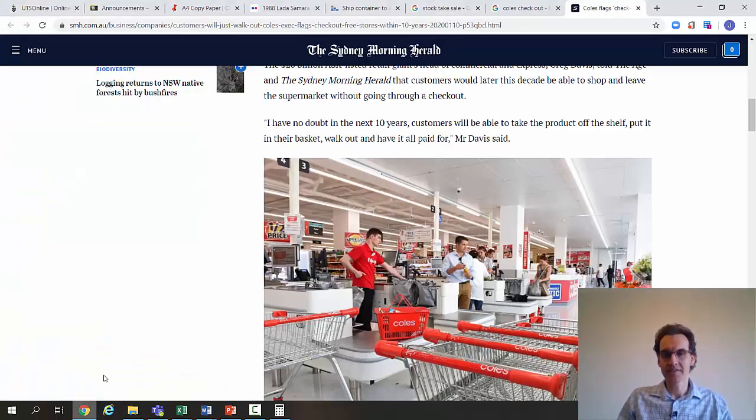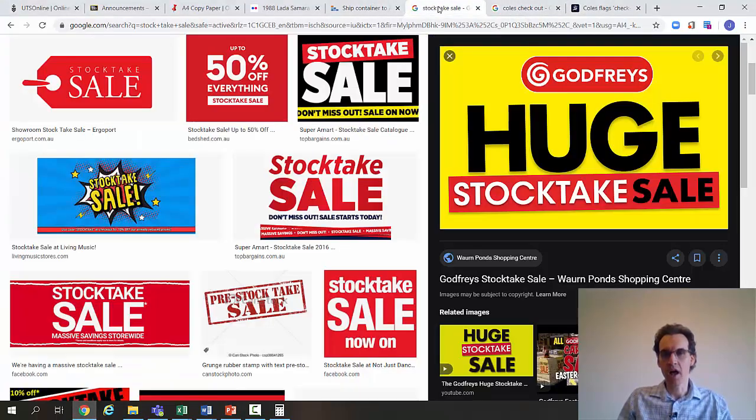So you'll see in some ads for businesses, they refer to a term like stock take. So they have a stock take sale. And this term relates to the traditional stock take that many businesses would have conducted right at the end of their financial period.